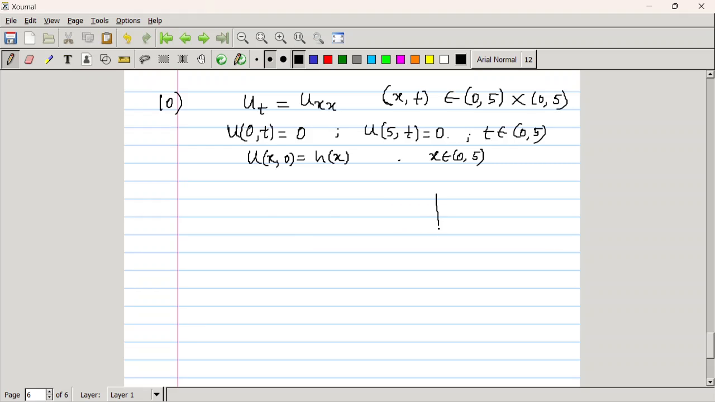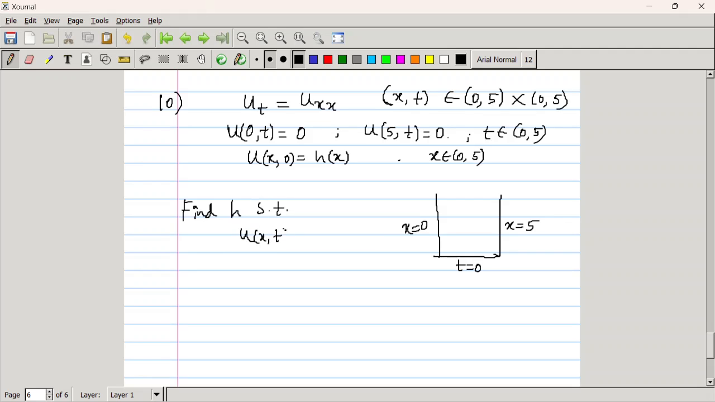The maximum principle: my boundary is given as 0 and 5. Here it is x equal to 0, here it is x equal to 5, and here it is t equal to 0. The maximum principle says that the maximum value of u, the solution of the heat equation, attains on the boundary, these lines, either on x equal to 0, or t equal to 0, or x equal to 5.